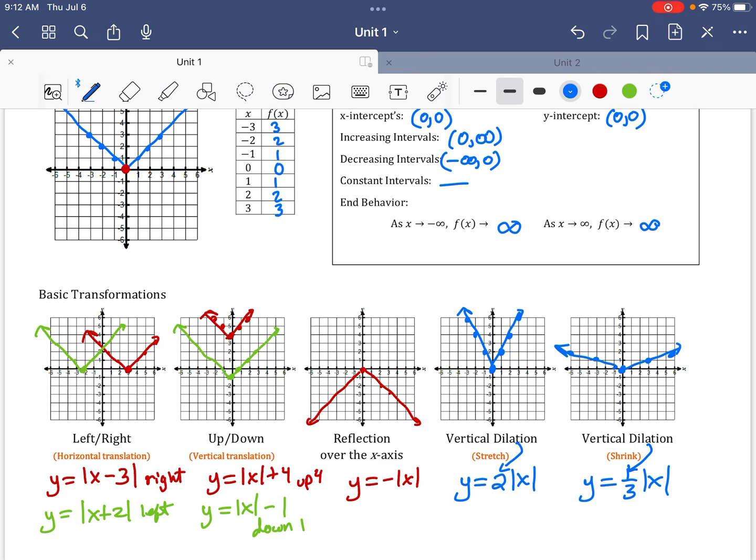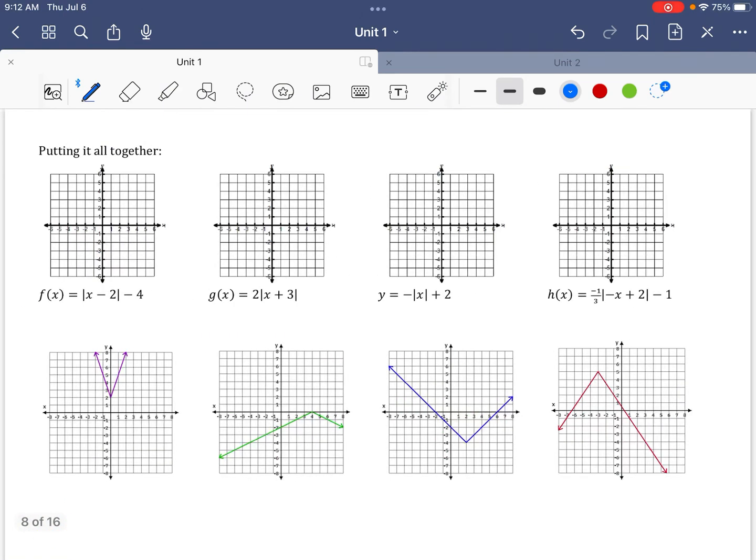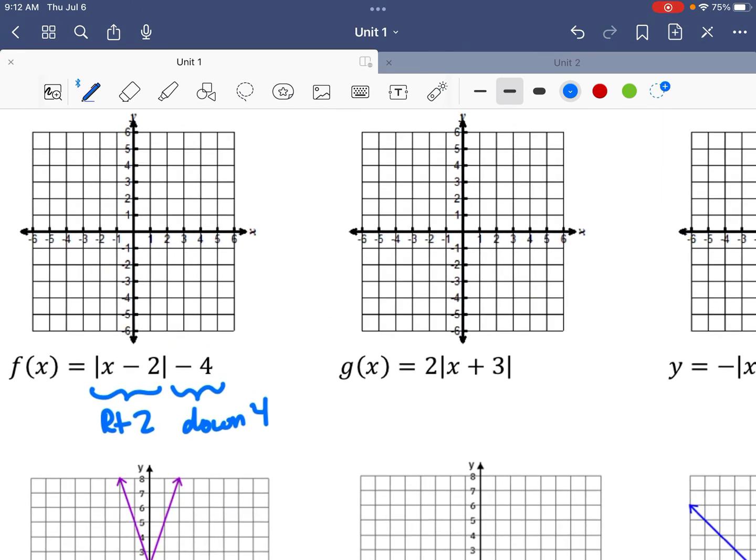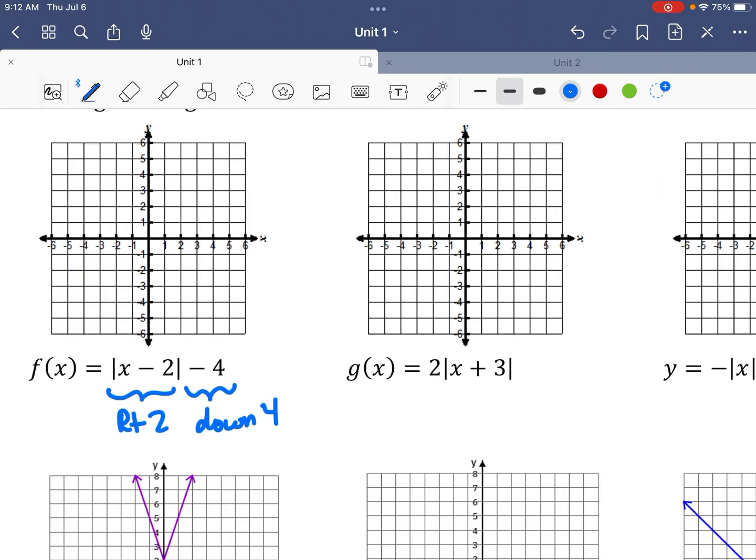Okay, all right, so let's put some of these things together, and we're going to basically have a few of these things all at once so you get a little bit better at doing it. All right, so right here, this makes my new 0 spot at +2. So it's going to move me to the right 2, and remember this pushes everything down 4. So right 2 and down 4 is going to be my vertex, and then I don't have a slope change in front, so it's going to come up.